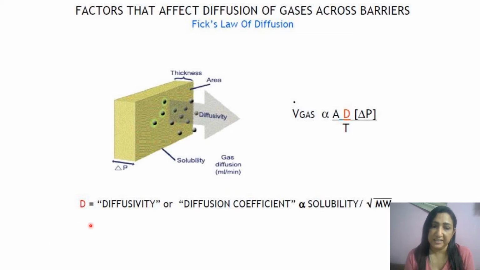So D is the diffusivity or diffusion coefficient, which is directly proportional to the solubility of that particular gas and inversely proportional to the square root of its molecular weight. That means if the gas is more soluble, the diffusivity increases, and if the molecular weight is smaller, the diffusion process will be faster. We are going to discuss the factors again later, and this follows the fixed law of diffusion.